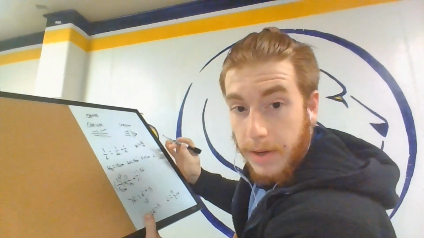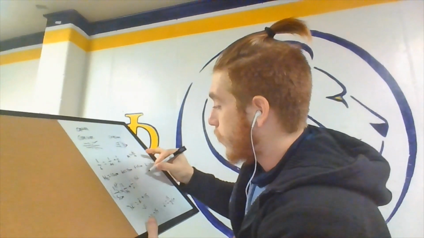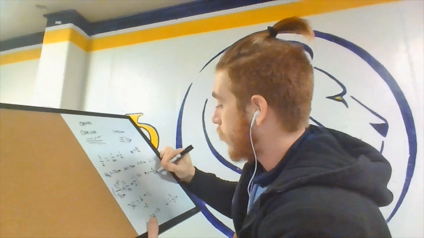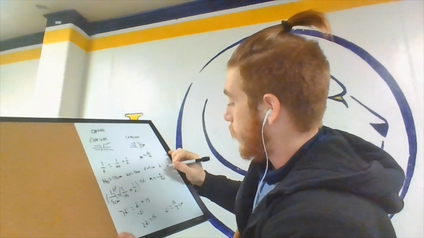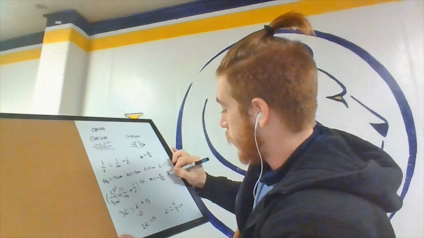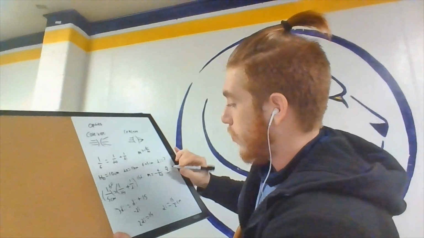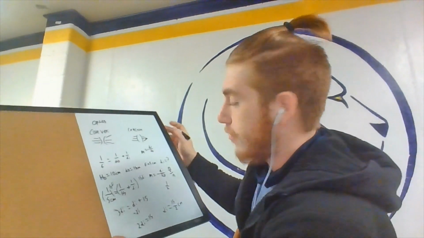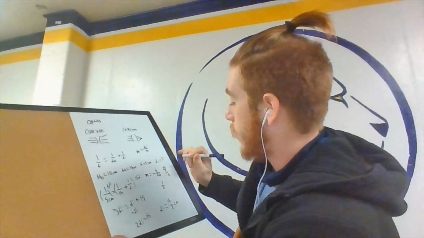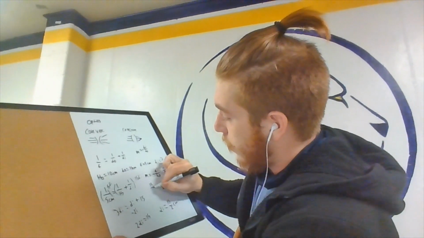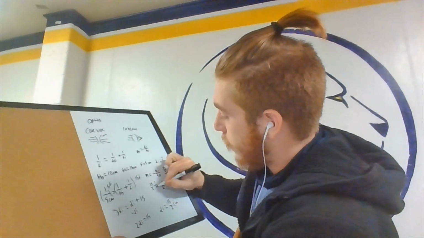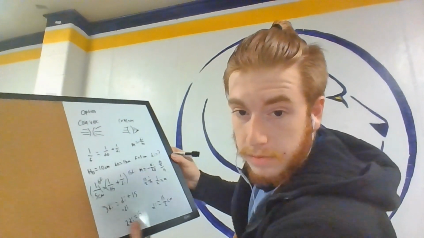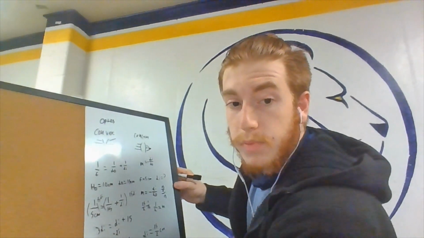Something else we can do, now that we have the distance to the image, is find the magnification. To do that, m is equal to negative di over do. So this ends up being 15 over 2 divided by 15, which is 15 over 2 times 1 over 15, so it'll just be 1/2. So the magnification on this is 1/2.